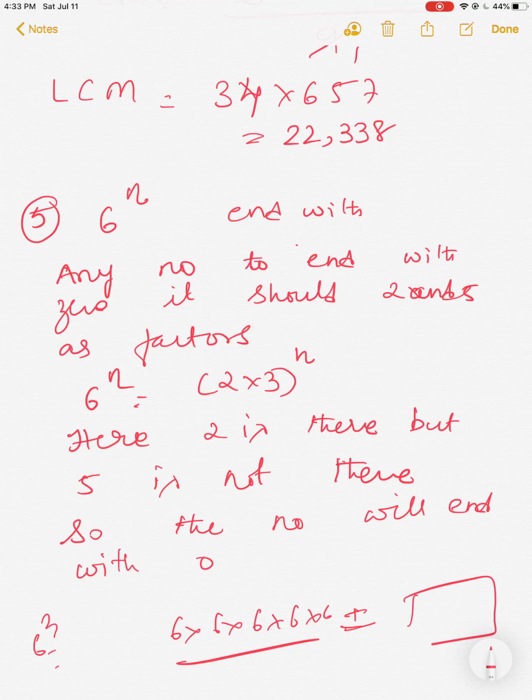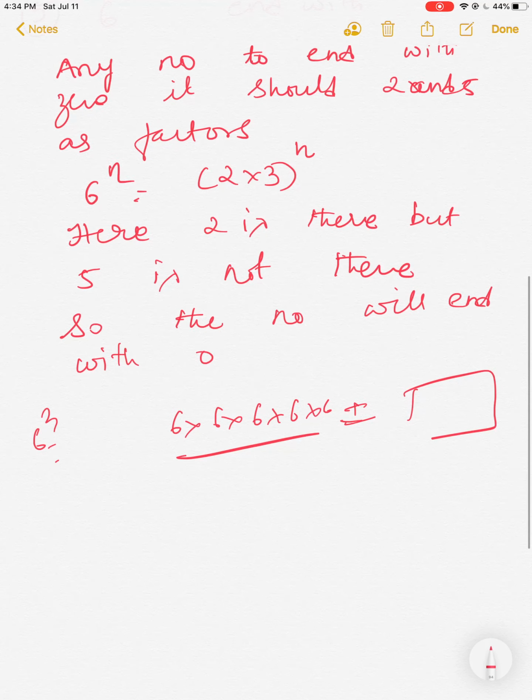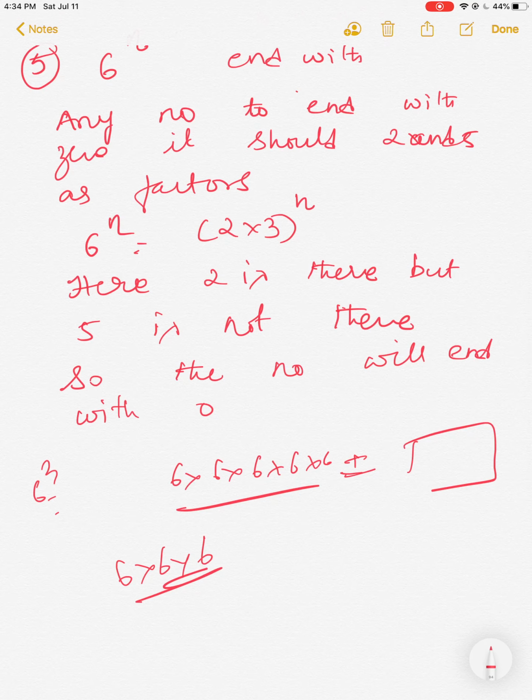Supposing n is equal to 3, 6 cube means 6 into 6 into 6. Will this number end with 0, it is asked. No, it will not end with 0. Because for any number to end with 0, 2 and 5 should be there. Why? Because 2 into 5 is equal to 10. The product of 2 and 5 should be there. Then only that number will end with 0, if 2 and 5 are its factors.